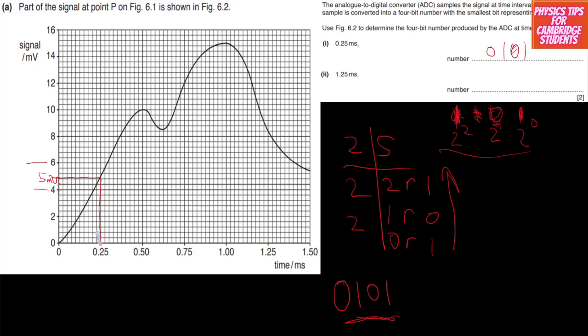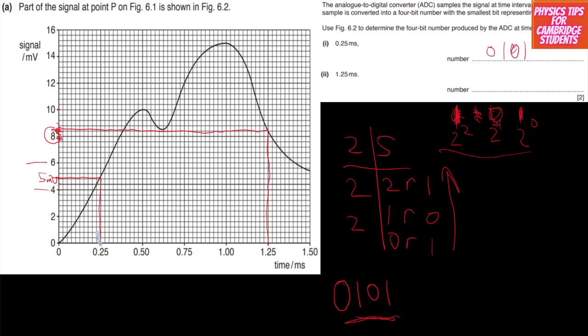Then the other time where we need to sample is at 1.25. So 1.25 is right there. We're going to go up, and then we're going to go there. Remember, we take the whole number where we have gone. So this is 8. 9 will be somewhere there, and then 10 is there. So which means we take the nearest whole number, which is going to be 8.